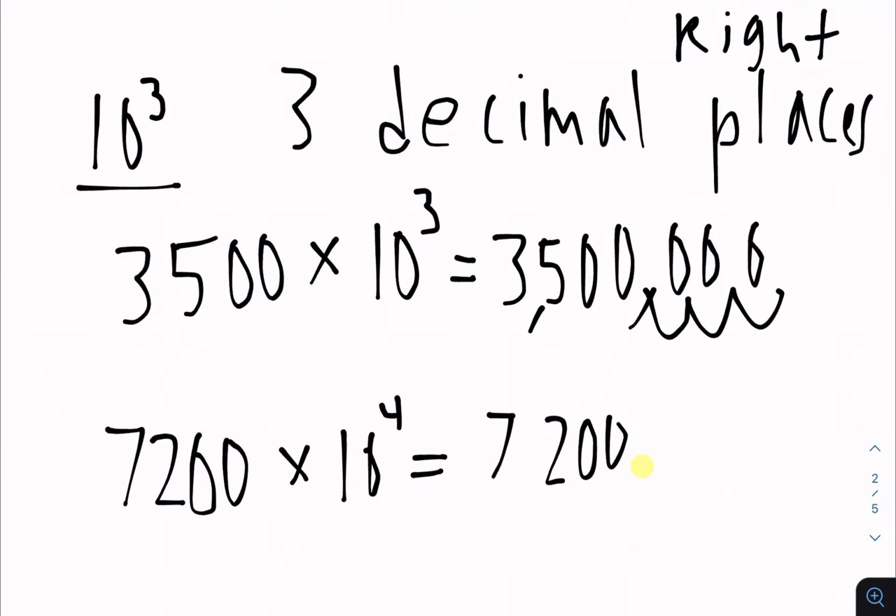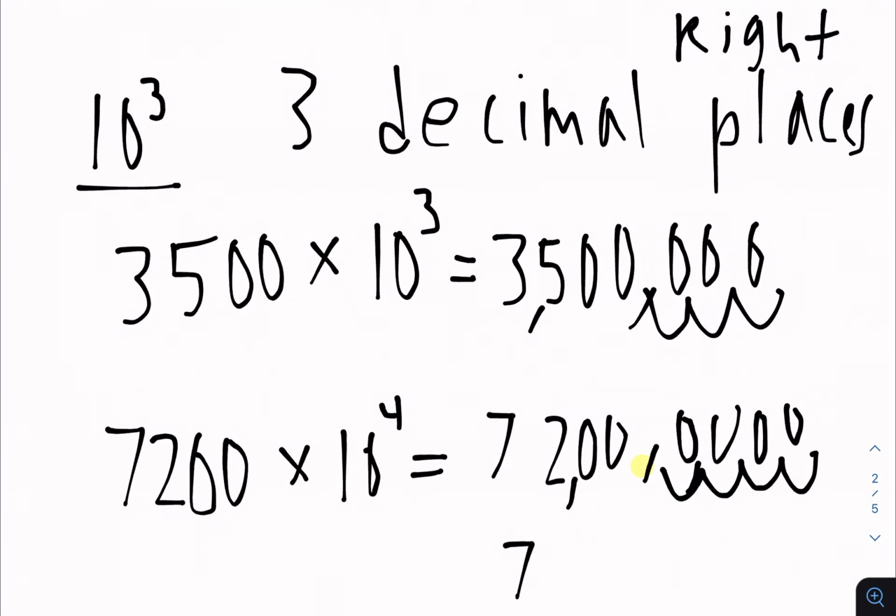And for 7,200 times 10 to the 4th power, we move this decimal point 1, 2, 3, 4 places. So that's 4 more zeros. So that answer will be 72 million.